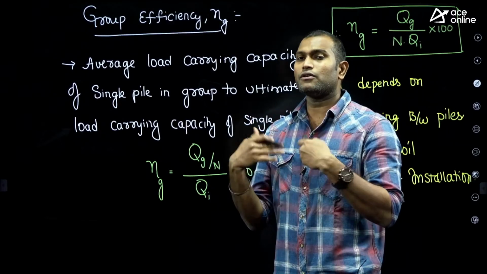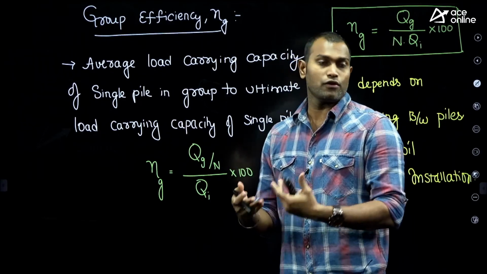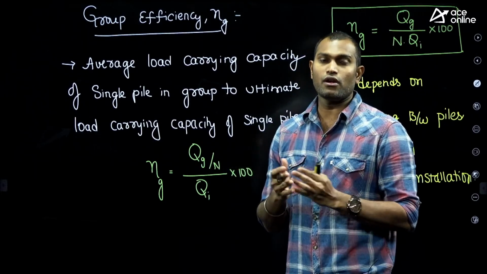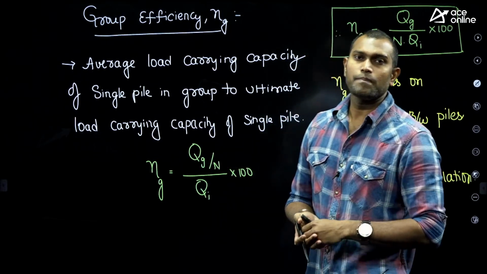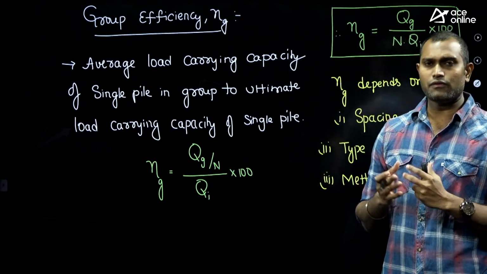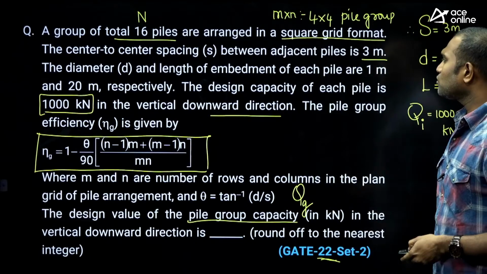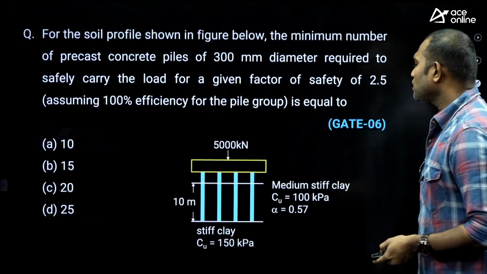If soil is given, then to find the group capacity there is another way: find the single pile failure and the block failure, and take the smallest value of those two. That is not going to be completed in this session; we can see it in a separate session. Based on this, we discussed two previous GATE questions. That's all for this session.